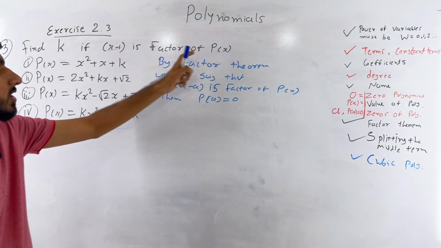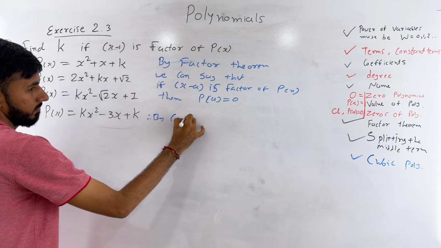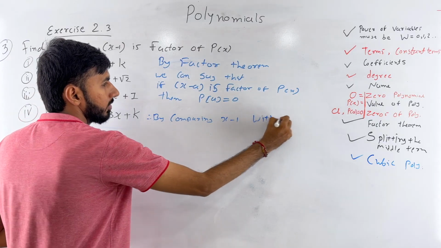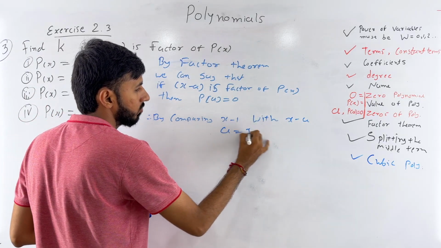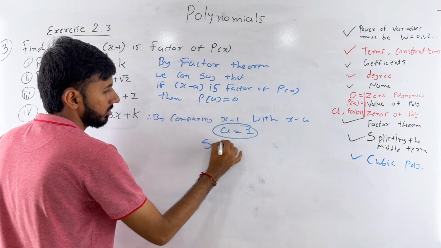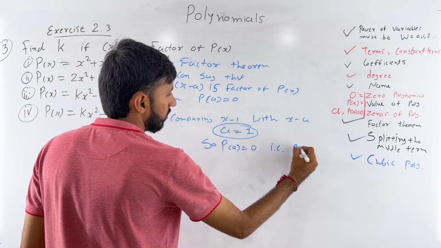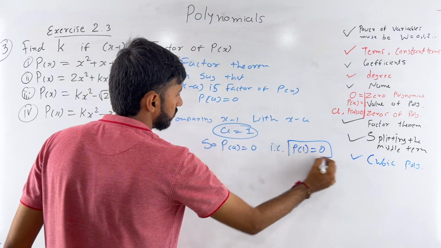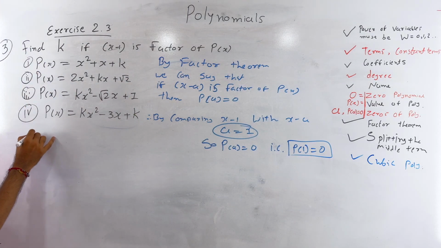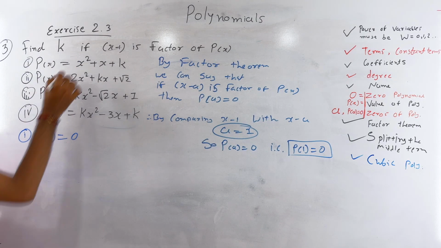Here we have x minus 1 is a factor of p(x). So by comparing x minus 1 with x minus a, I will get a equal to plus 1. So I just have to use that p(a) is equal to 0, that is p(1) is equal to 0, right? So I will use p(1) is equal to 0 in all the questions, right?